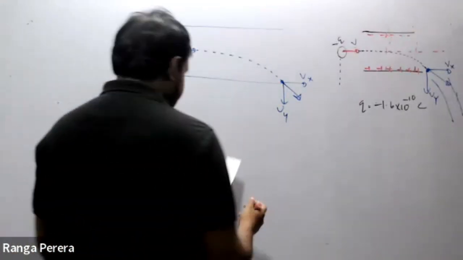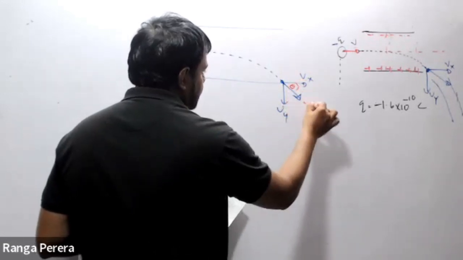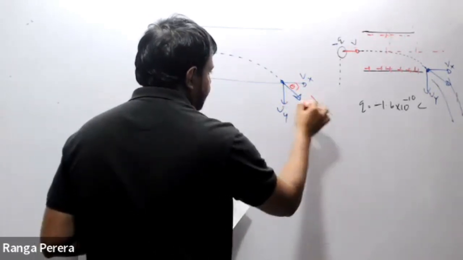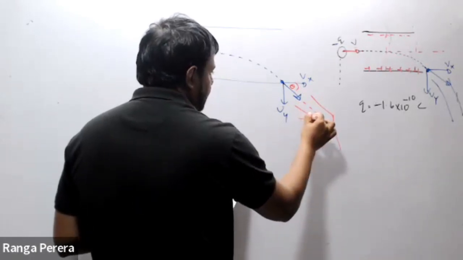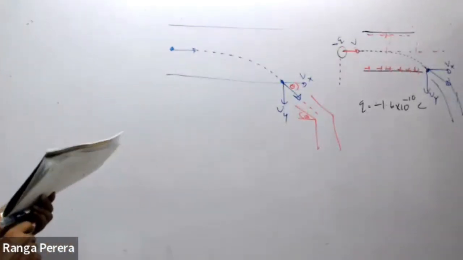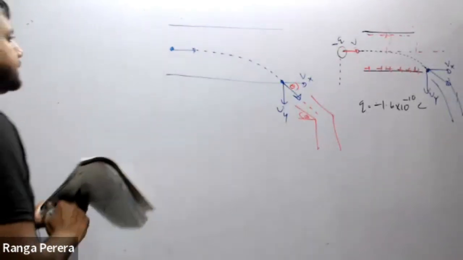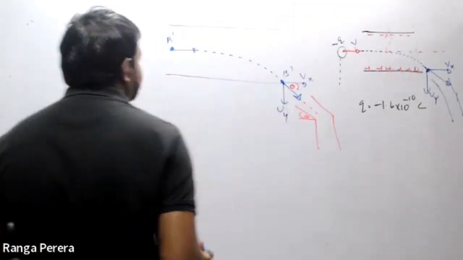Let's say the angle here is theta. According to that, the cutter is placed with the angle theta. So if it is theta, this must be theta. Let's find what is the value of theta. Let's say location A dash, location B dash.